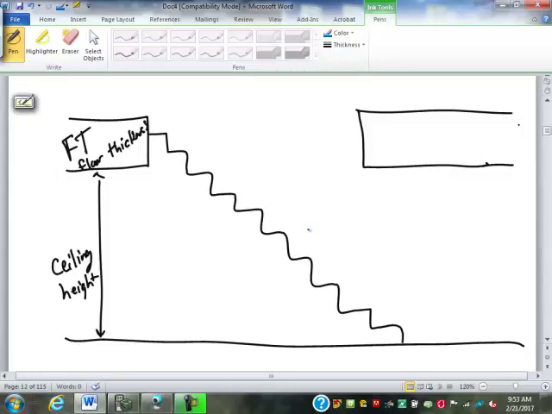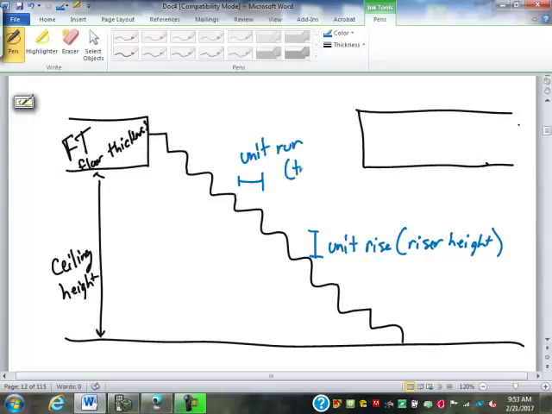On the stairs, we have what's called a unit rise, which is often just the riser height. We have a unit run, which is just the tread width. The tread width is generally specified. The unit rise is generally given a specified range and then adjusted from there.